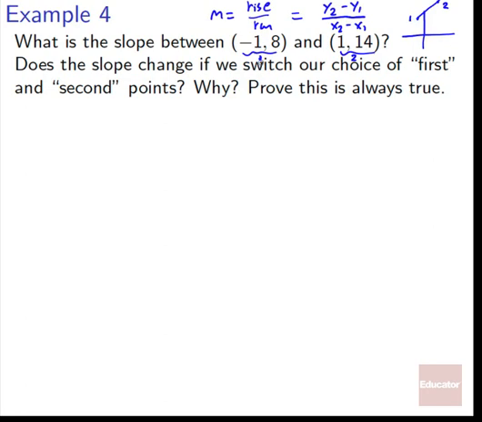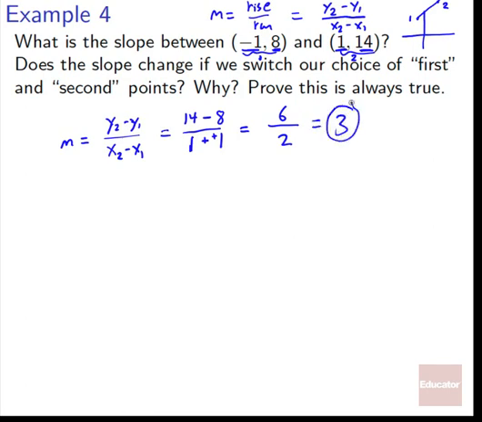So we want to find out the slope between -1, 8 and 1, 14. So then m equals y2 minus y1 over x2 minus x1. So our second y is 14, so 14 minus our first y is 8, divided by our second x is 1, our first x is -1, so minus -1, equals 6 over 1 minus -1. Those negatives cancel. We get 6 over 2 equals 3. So our slope is 3.